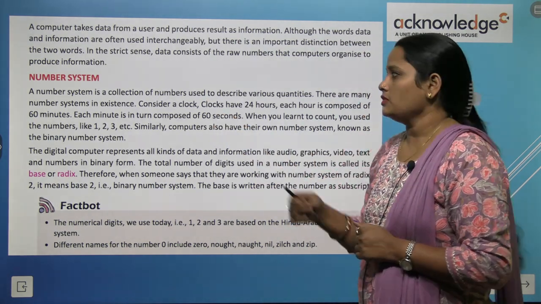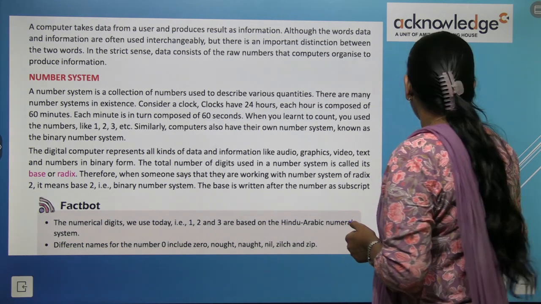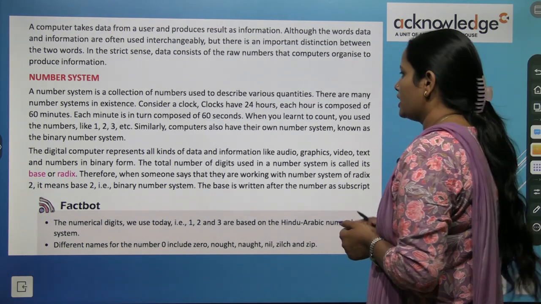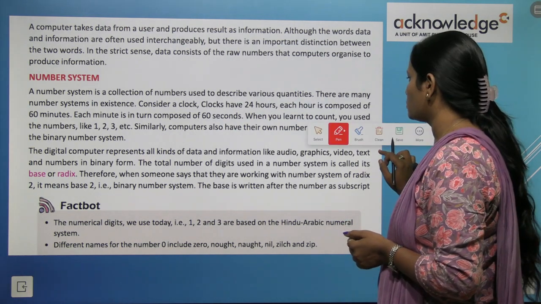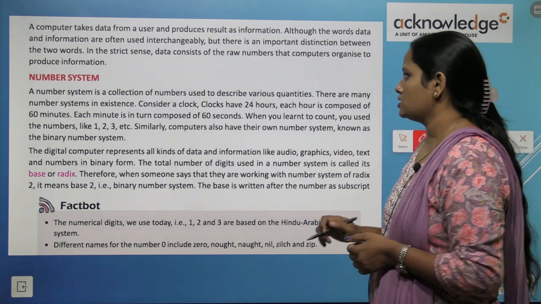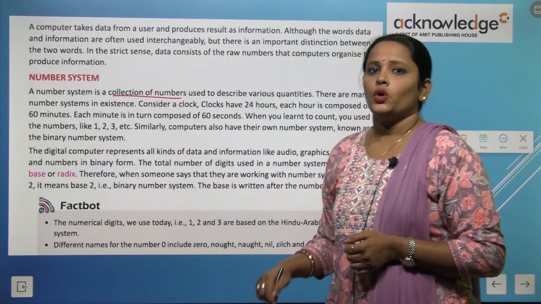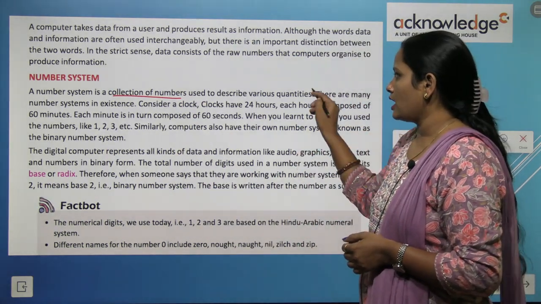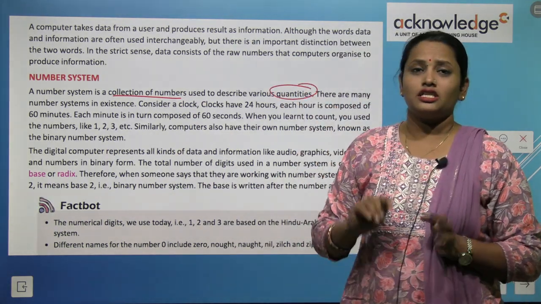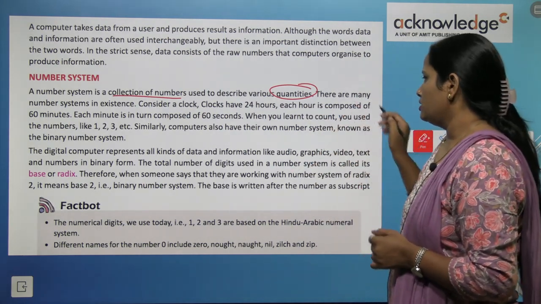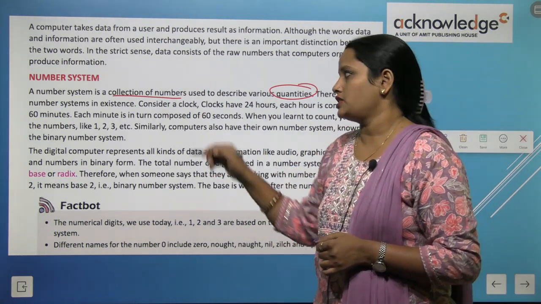What is a number system? Let's learn. A number system is a collection of numbers used to describe various quantities. So, what is a number system? It is a collection of numbers which is used to describe various quantities. In this we talk about the quantities. There are many number systems in existence.